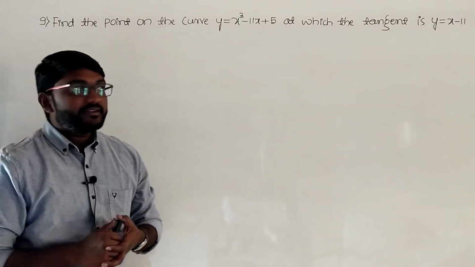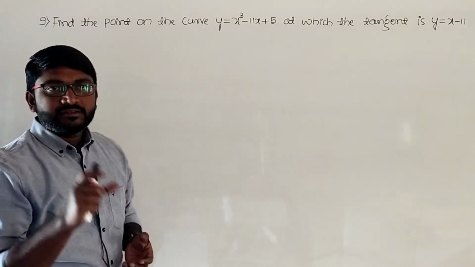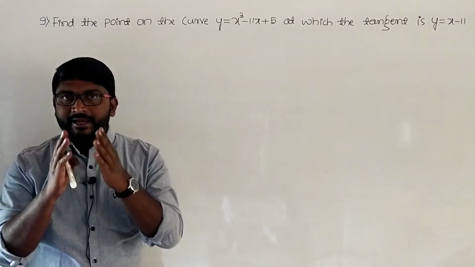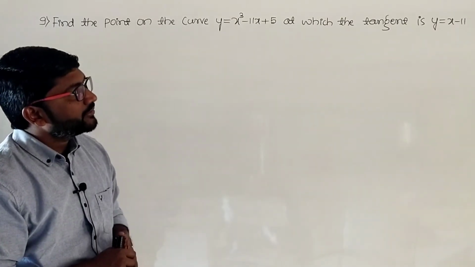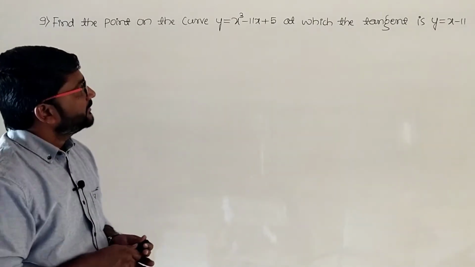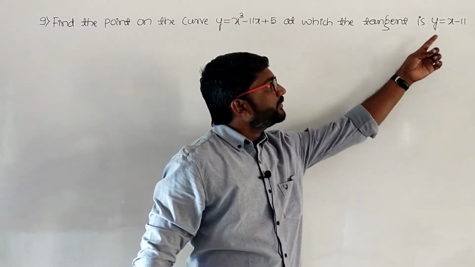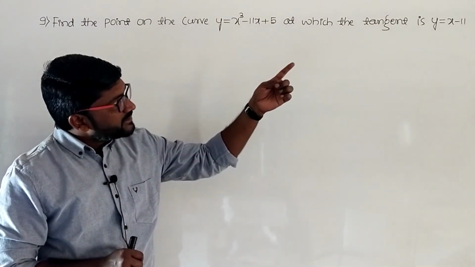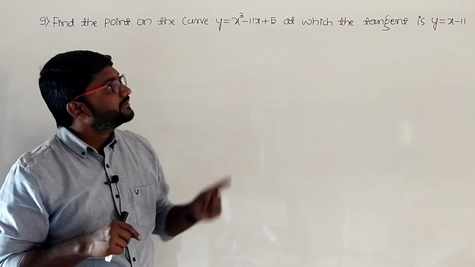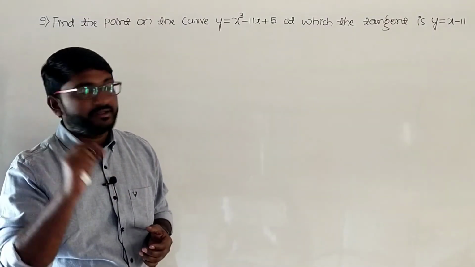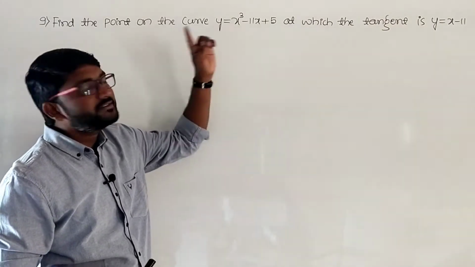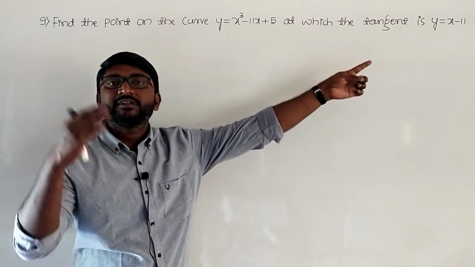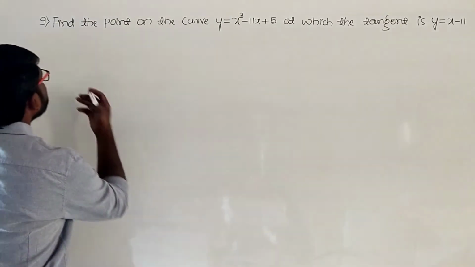Well, the 9th question: find the point on the curve y equals x cube minus 11x plus 5 at which the tangent is y equal to x minus 11. So now this tangent y equal to x minus 11 is in the form of y equal to mx plus c. So what is the value of m there? It is 1. That means the slope of the tangent is 1, and here we will have to differentiate this. We get the slope of the tangent, then we will have to equate the slope of this and the slope of the second line.